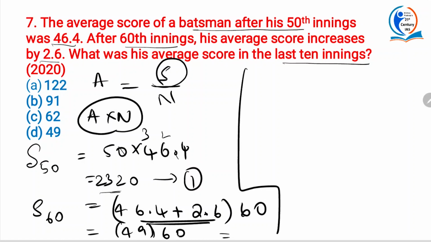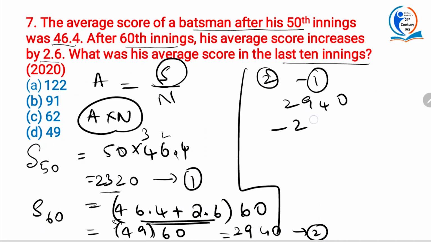Okay. So here 49 into 60 is how much? 6 9s are 54. Fine. 6 4s are 24, 24 plus 5 is 29. 2940. Okay. So when you do 2 minus 1, you will get the runs scored in the last 10 innings. All right. So it is 2940 minus 2320. How much is it? 620. All right. 620 is the score in the last 10 innings.